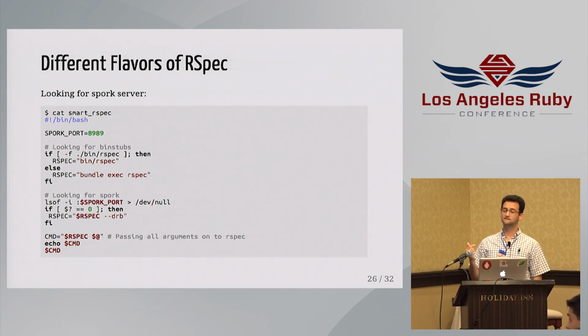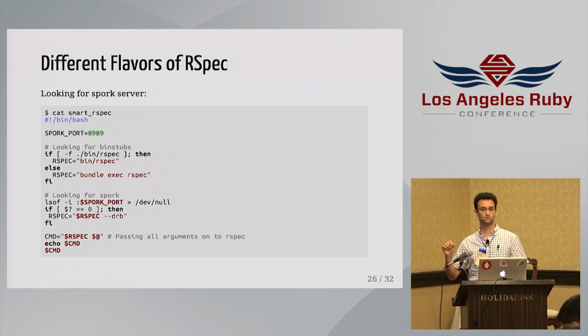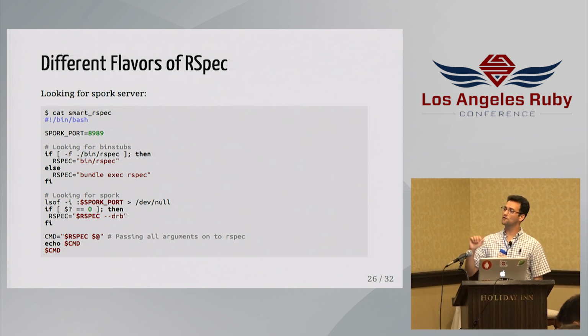So if the exit status is 0, it means that the port is open. So that means that I want to call rspec with --drb, so rspec knows that it needs to send the command to a port. Otherwise, the drb won't be added to the command. So that gets us to knowing whether to use spork or not, if it's open or not.